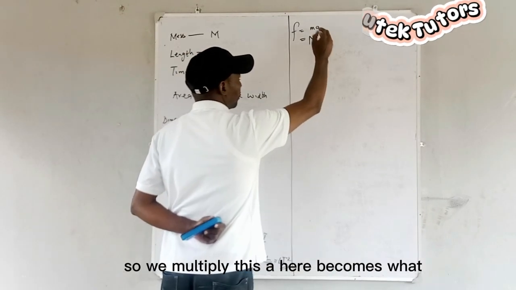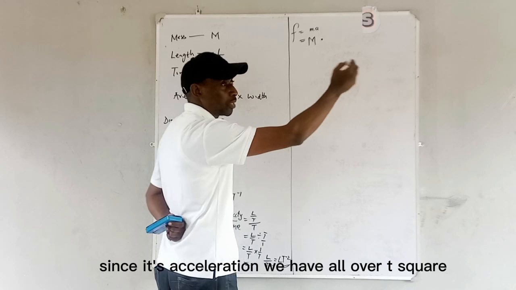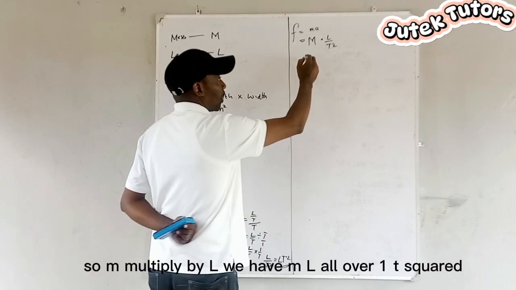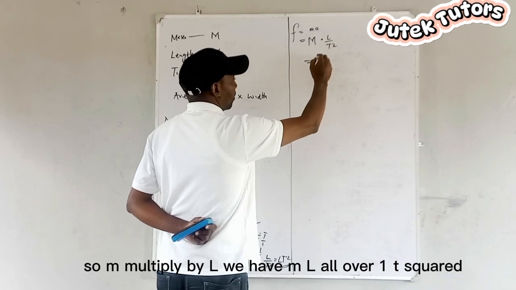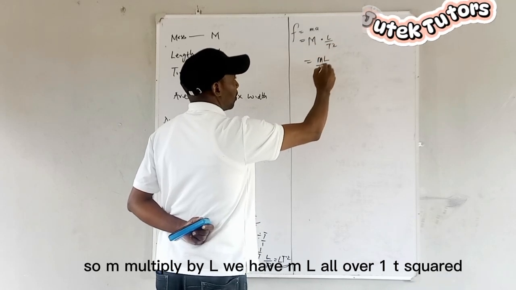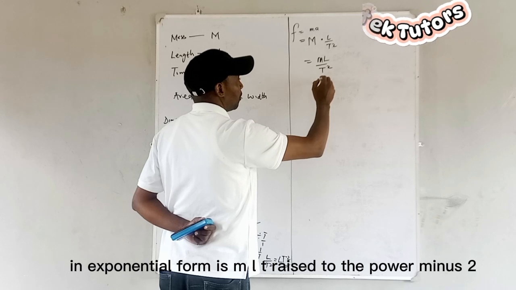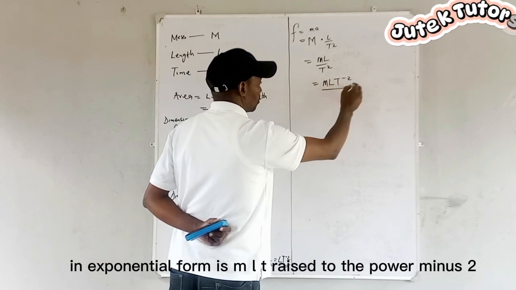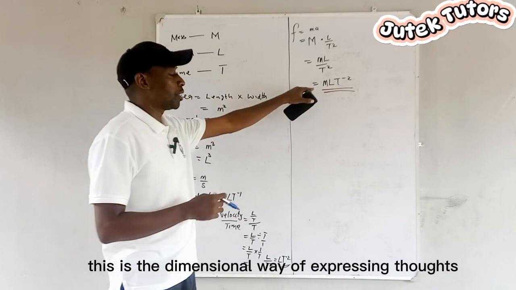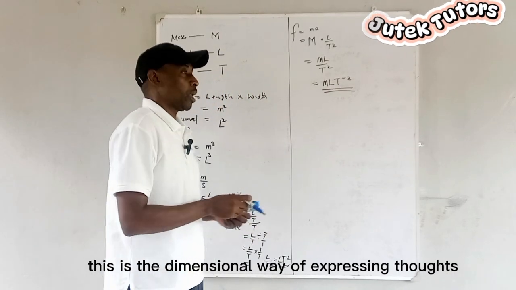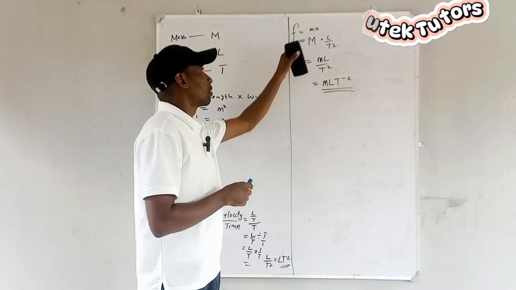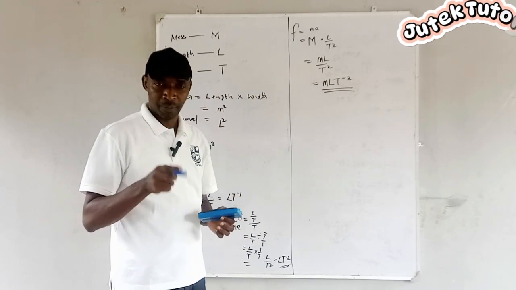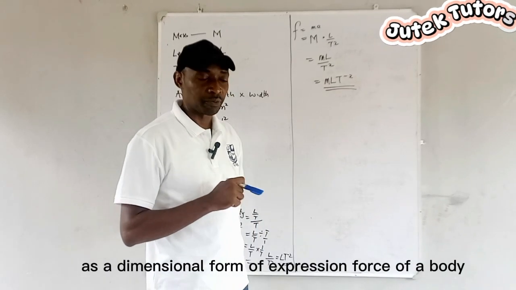So we multiply this. A here becomes what? Since it's acceleration, we have L all over T squared. So M multiplied by L, we have ML all over what? T squared. In exponential form, it's MLT raised to power minus 2. This is the dimensional way of expressing what? Force of a body. That's the dimensional form of expressing the force of a body.